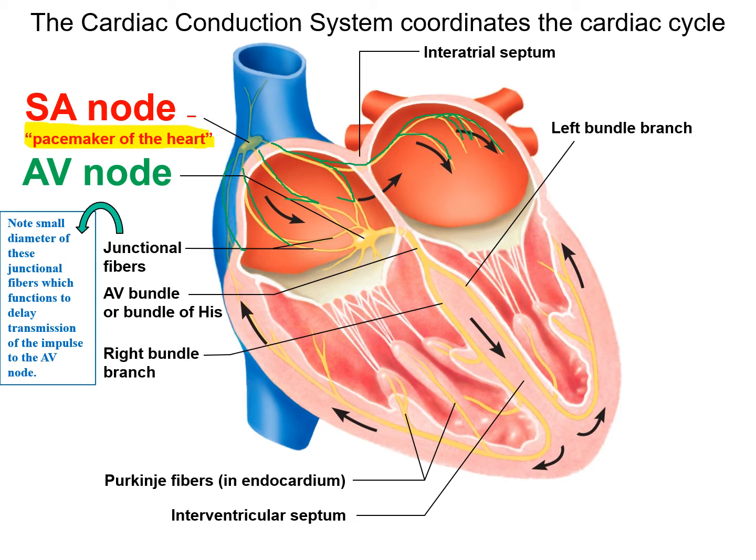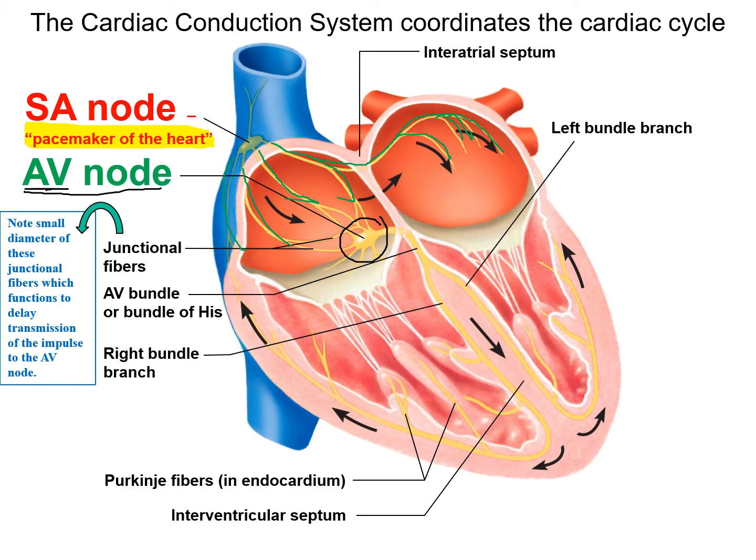I want you to also pay attention to this second somewhat oval structure at the base of the right atrium near the interatrial septum, and I'm going to circle that in black. This is referred to as the AV node. What do you think AV stands for? Well, you've heard of AV valve. AV is atrioventricular. So this is the atrioventricular node.